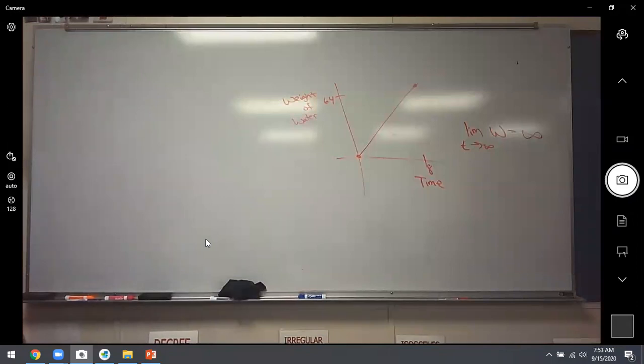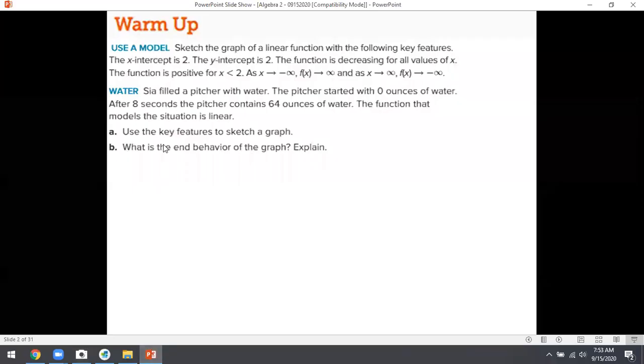In practice, though, this is about filling up a pitcher. So if you're filling up a pitcher with water, is it just going to go up and up forever? Eventually it's going to overflow, right? And the graph would change. So this is not a realistic end behavior for the actual situation. But as far as the actual graph is concerned, that's good enough for me.